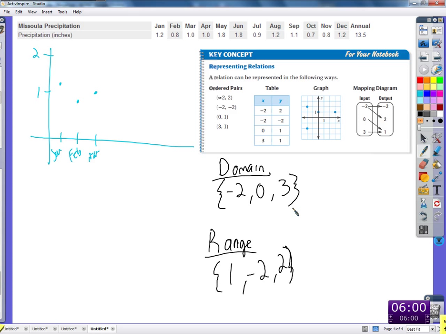Okay. So, how do you feel about that? I showed you some stuff like this. Think you can find the domain and the range? Here, let's try this. Let's give it some practice.